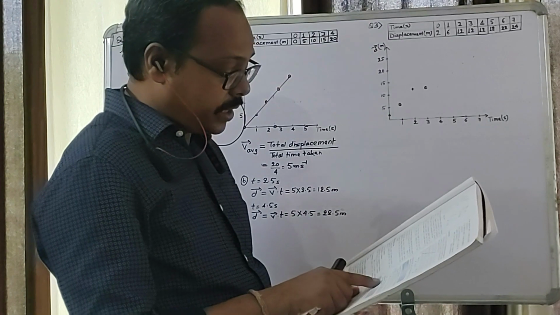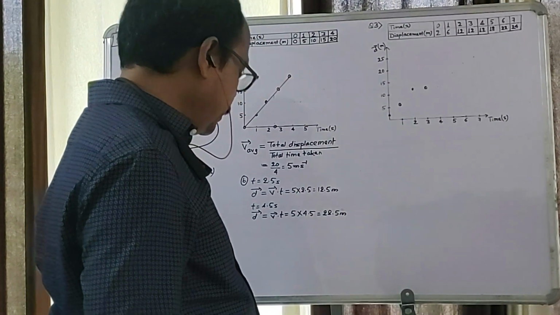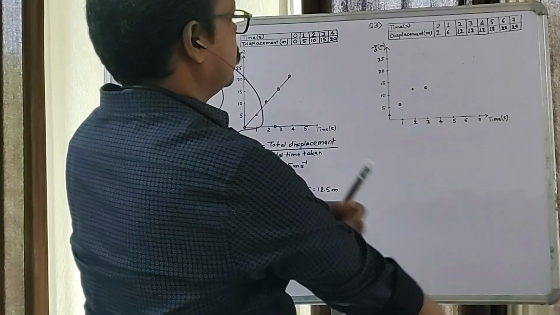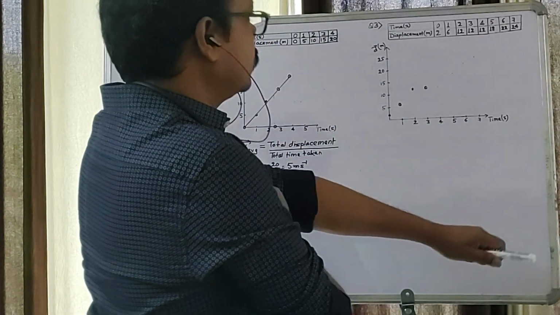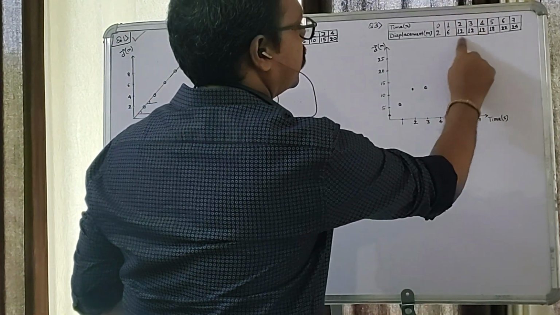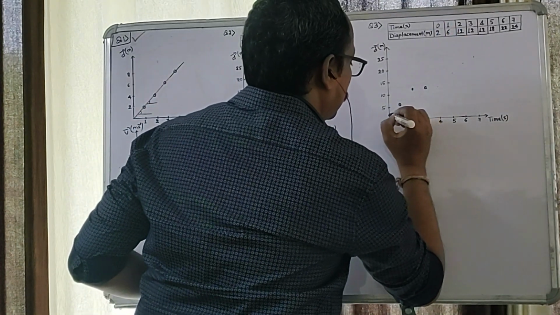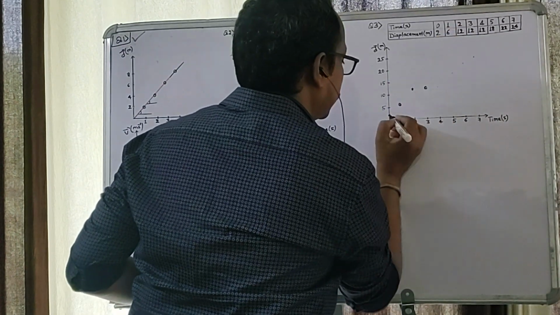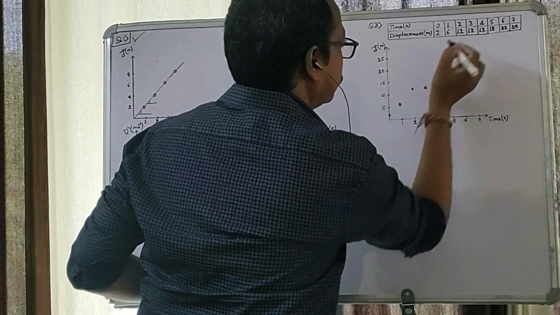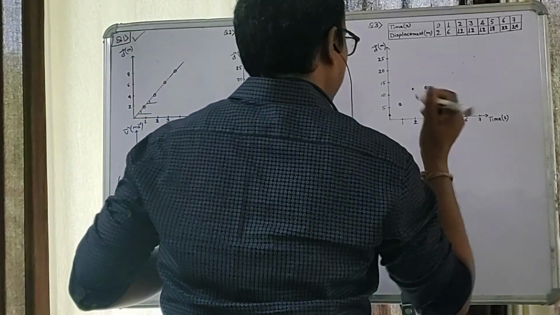The third question is talking about a body moving in a straight line, and its displacement at various instants of time is given in the following table. Time 0 second, 2 meter; 1 second, 6 meter; 2 second, 12 meter; 3 second, 12 meter; 4 second, 12 meter. So by seeing this we can say that the body is not moving later. So 0 second, 2 meter is the first coordinate, second coordinate 1 second, 6, 2 second, 12. That way we have to make this curve.